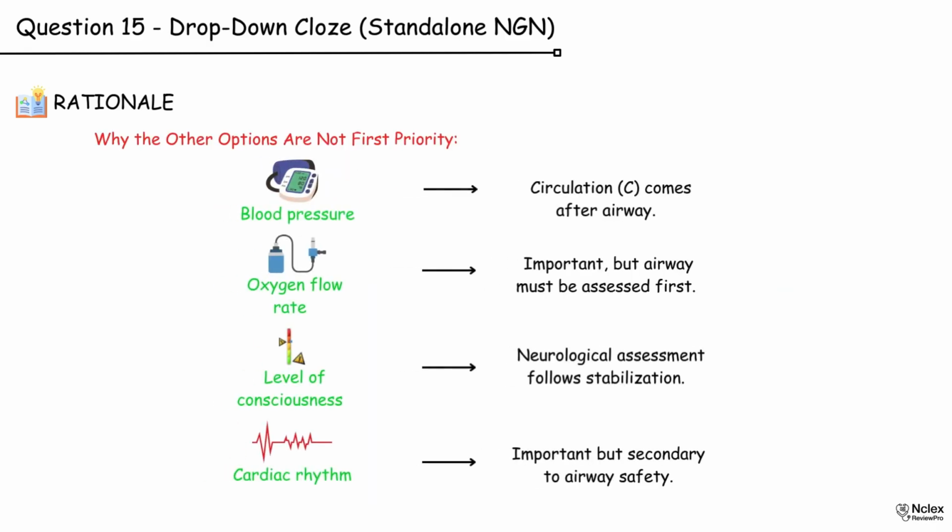Now, let's quickly eliminate the other choices. Blood pressure reflects circulation. Circulation comes after airway. Oxygen flow rate matters, but oxygen does not help if the airway is obstructed. Level of consciousness is part of neurological assessment, which comes after airway and breathing are secured. Cardiac rhythm is important, but it does not come before airway protection in a sedated patient.